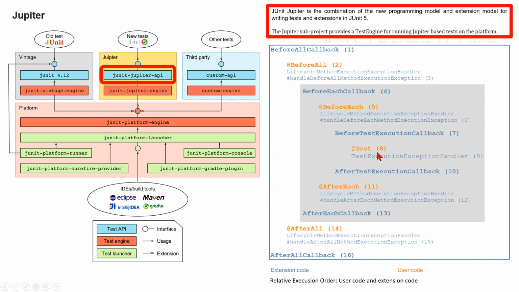Annotation interface Test. @Test is used to signal that the annotated method is a test method. Interface TestExecutionExceptionHandler. TestExecutionExceptionHandler defines the API for extensions that wish to handle exceptions thrown during test execution.